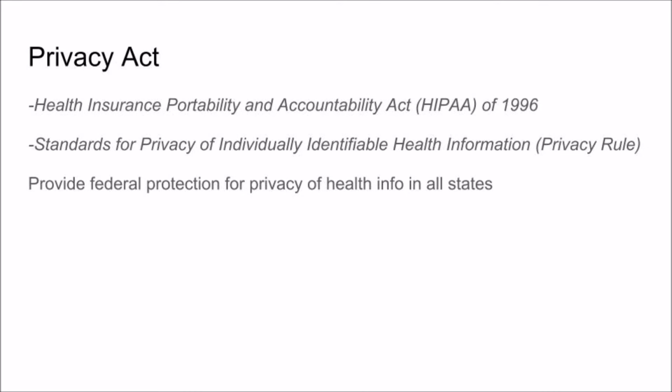In the Healthcare Portability and Accountability Act, or HIPAA, Congress required the U.S. Department of Health and Human Services to establish standards to protect health information. This department also published the standards for privacy of individually identifiable health information, which is commonly called the Privacy Rule, which went into effect in 2003. These standards provide federal protection for privacy of healthcare information in all states.